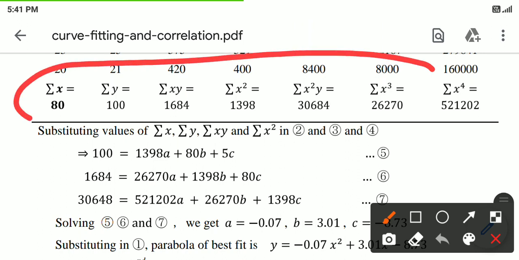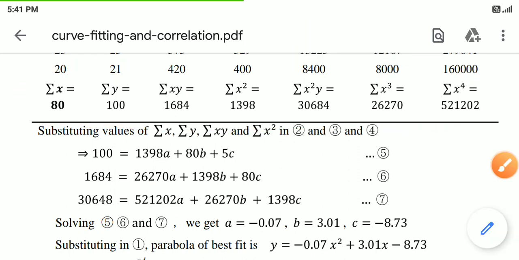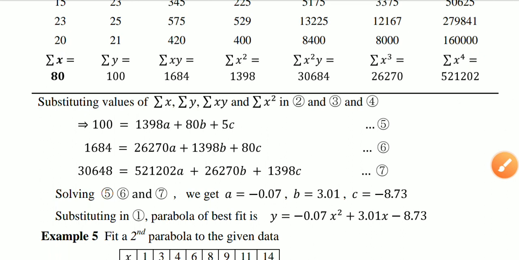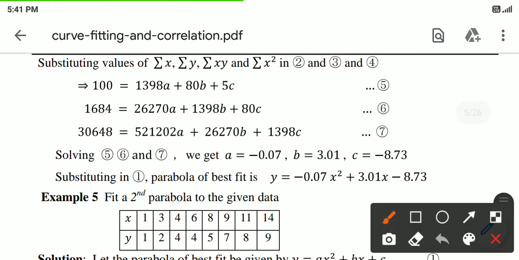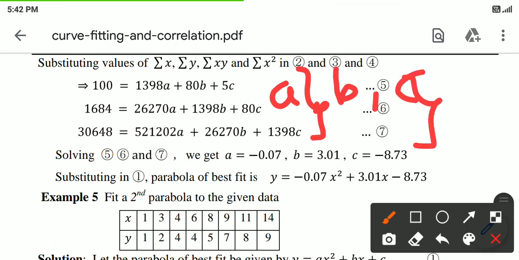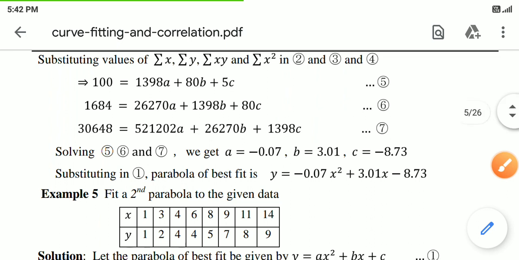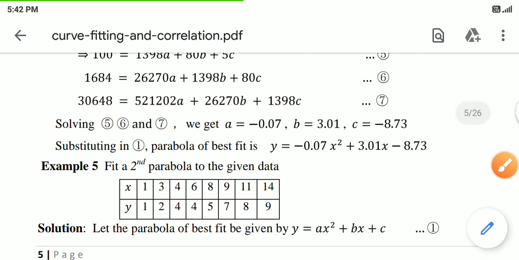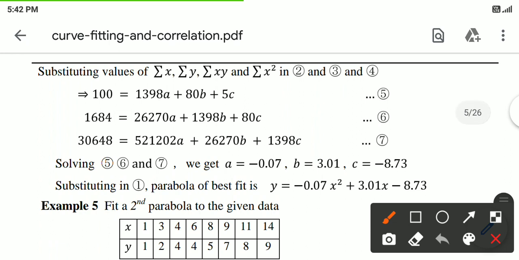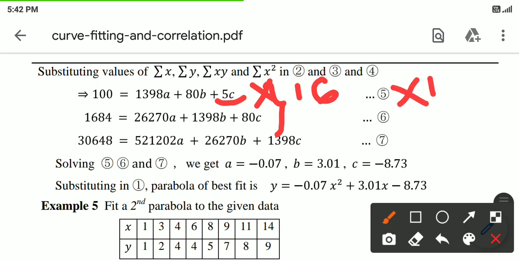Put all the values below in the normal equations. You get equations 5, 6 and 7. If you solve the 3 equations, there are 3 variables a, b and c and 3 equations, so you can easily solve by the cancel method. First of all you have to remove this c. If you multiply by 16 into equation 5, with the negative sign, you get c removed.